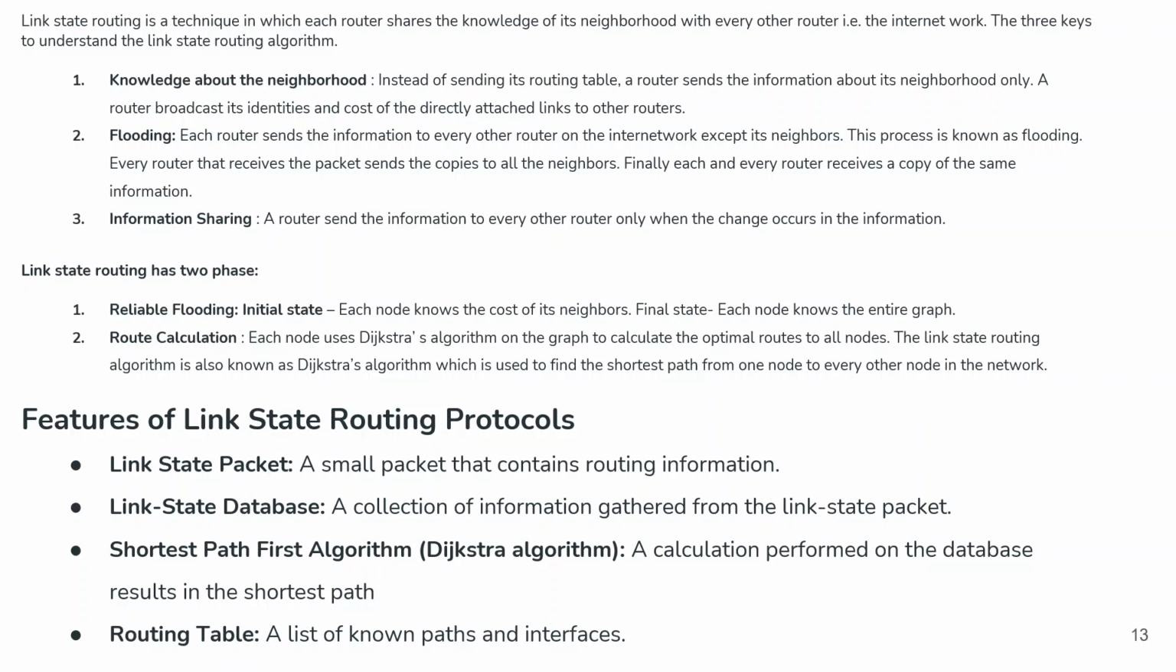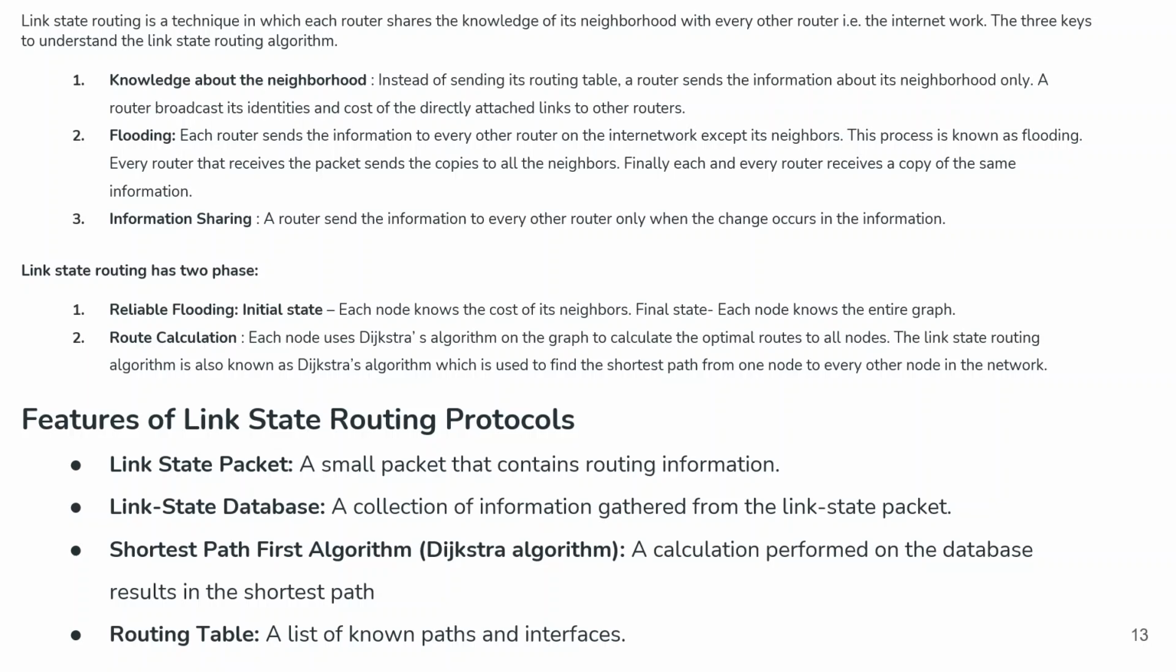So this is the major difference in the distance vector routing and link state routing. Now link state routing has two phases. First one is a reliable flooding. Initial state, each node knows the cost of its neighbor. Final state, each node knows the entire graph.